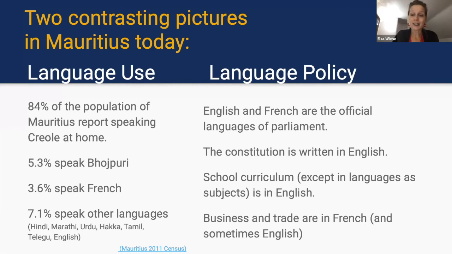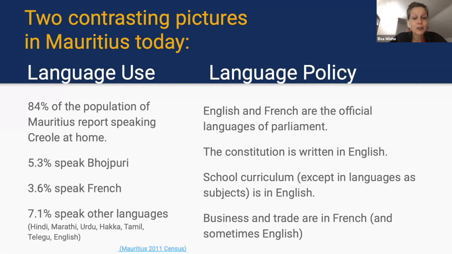But the language policy of current, 2020 Mauritius: English and French are the official languages of parliament. The constitution is written in English. The school curriculum, except in the subjects of English, French, and more recently, they just introduced Creole as a subject, not as a medium of instruction, to really drive that point, is in English. And business and trade are in French and sometimes English. So it's a stark reminder of how neo-colonial the situation is.